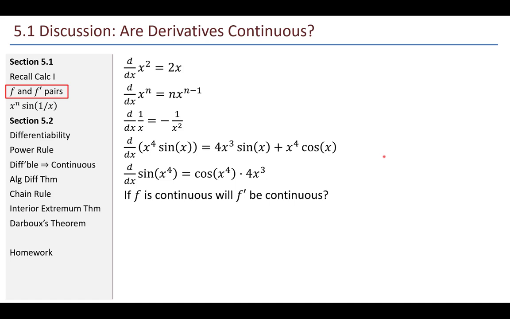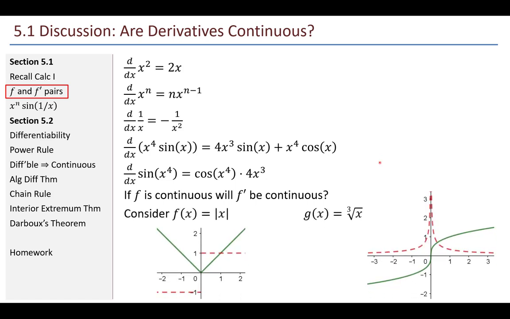So if f is continuous, will f prime be continuous? Think about this. And no. There are some quick examples. The absolute value is a nice continuous function, but its derivative looks like negative 1 to the left of 0 and positive 1 to the right of 0. So its derivative is not continuous.